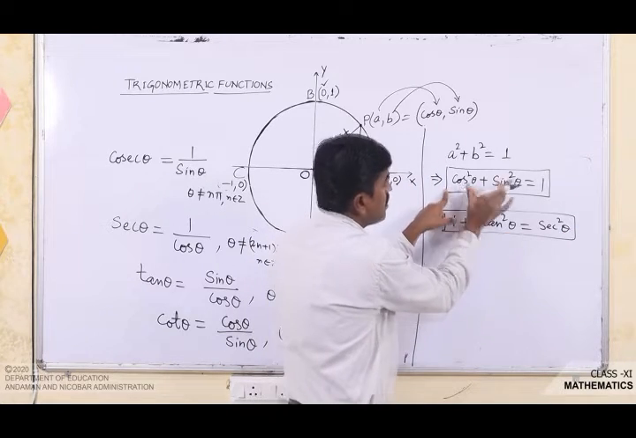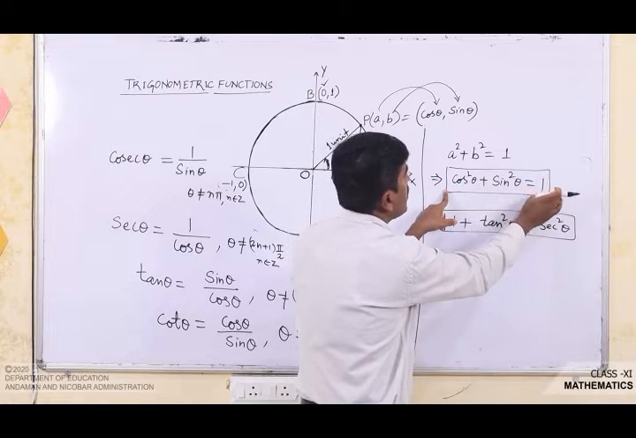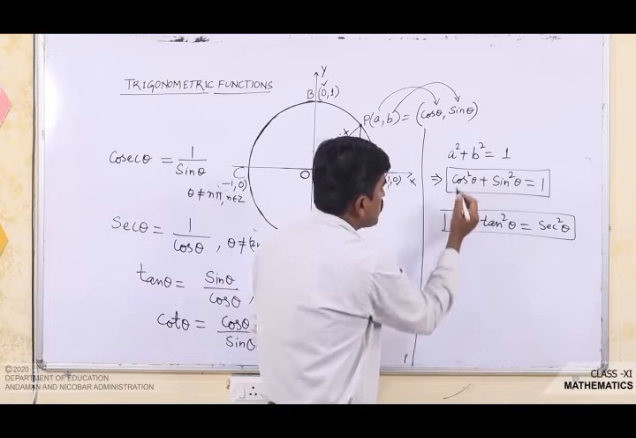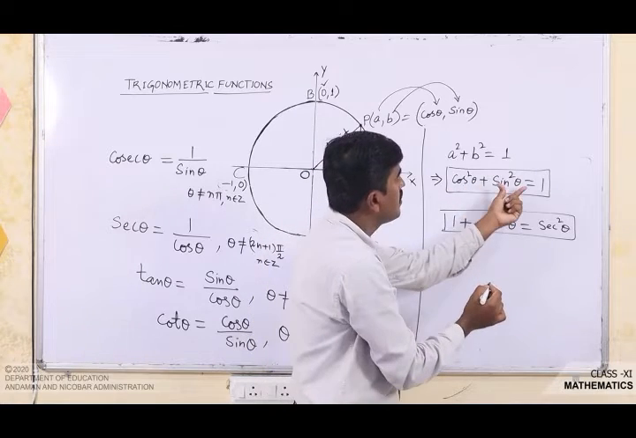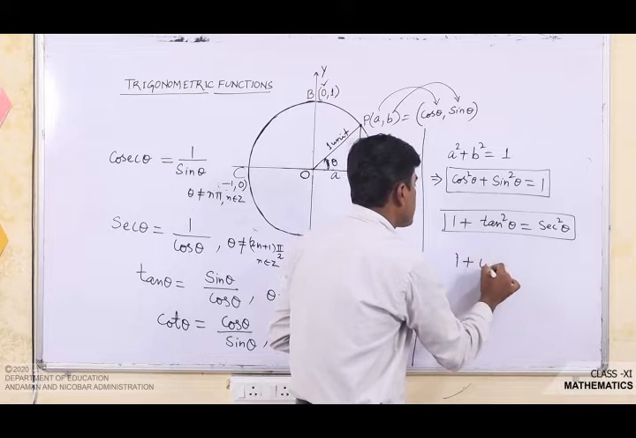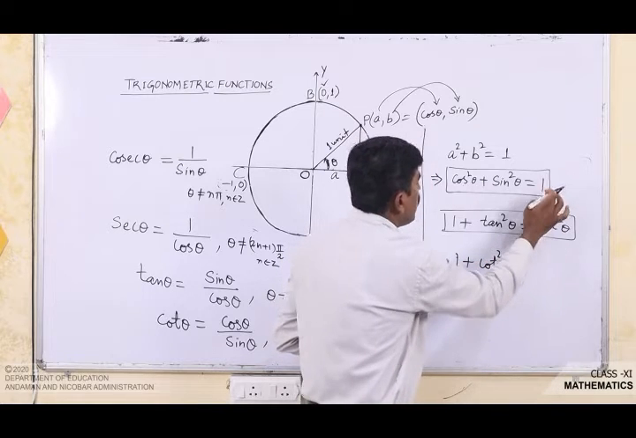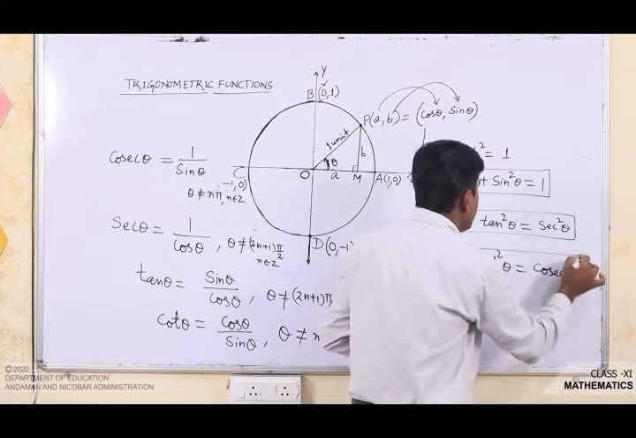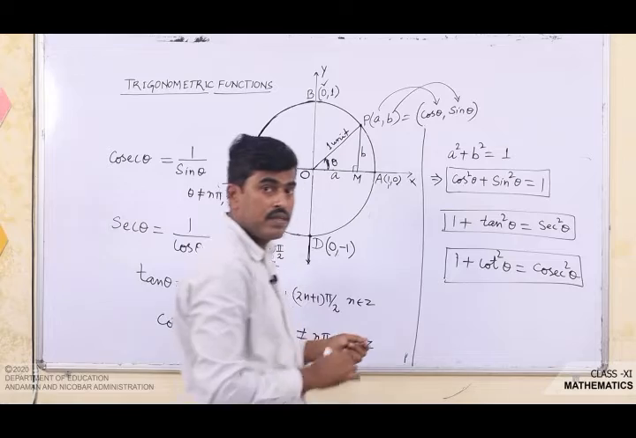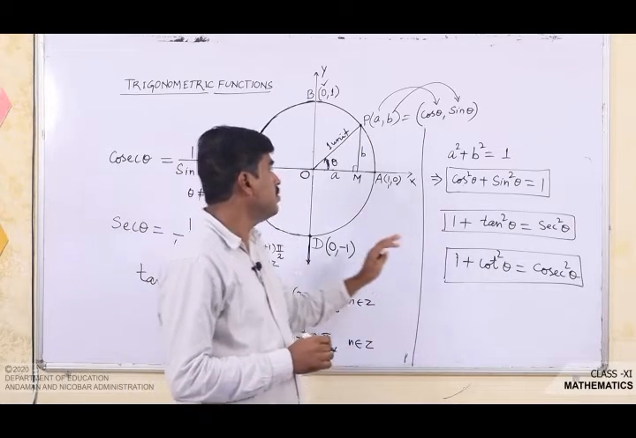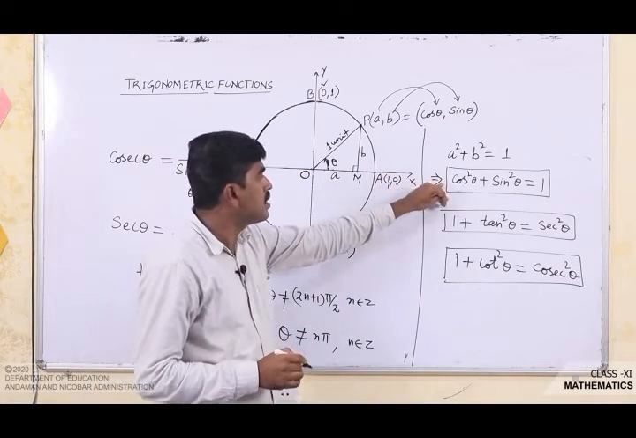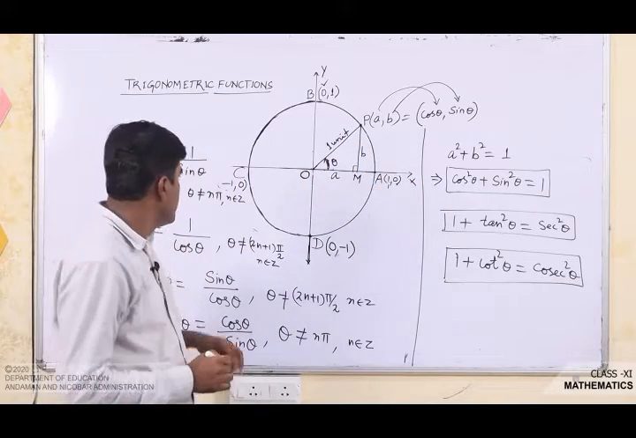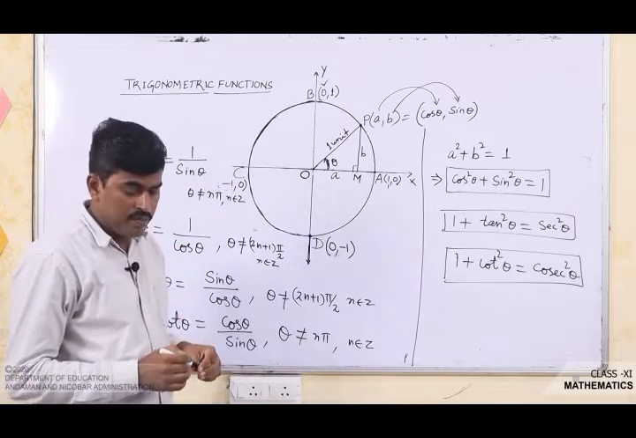Then if we divide the identity cos square theta plus sin square theta is equal to 1 by sin square theta, we will get cos square by sin square, that is cot square theta, and this is 1. So we will get 1 plus cot square theta is equal to 1 by sin square, that is cosec square theta. So these are the three Pythagorean identities that you have studied in class 10th also. Here we got this identity from this unit circle as A square plus B square is equal to 1. These are important results that you have to remember.